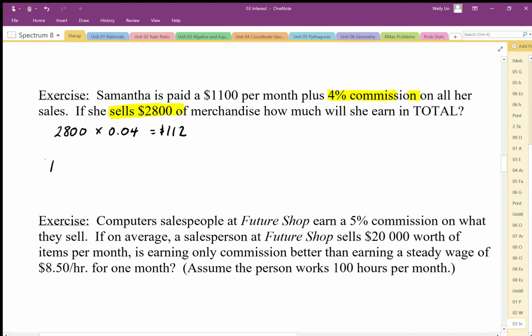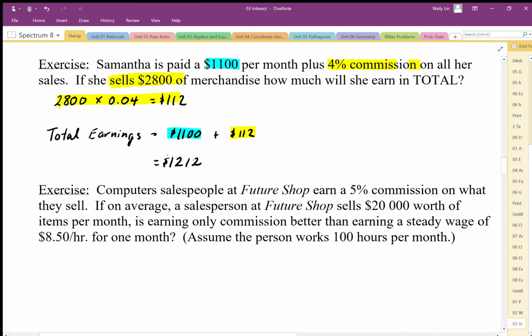So her total earnings is going to be calculated this way. Partially from the fixed amount, $1,100. I'll color that in blue. That's where that's coming from. And partially from the commission, and that's going to be this calculation here. That's based on commission. So our total earning works out to be, when we add those together, $1,212 in total earnings for that month.